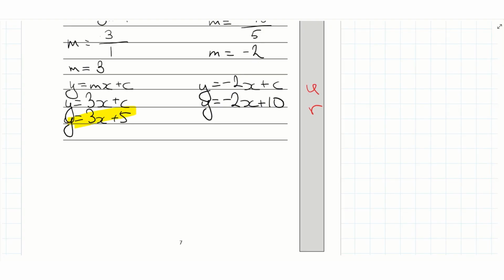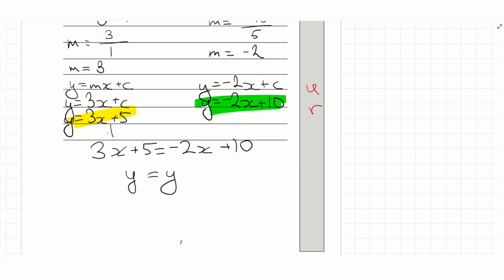In order to get this point, we need to use simultaneous equations. So I'm going to take this equation and this equation, and I realize that they are both equal to y. That means that I can make them equal to each other. 3x plus 5 is equal to negative 2x plus 10. That's the same thing as saying y is equal to y. The y we got from over here and the y we got from over here are exactly the same.